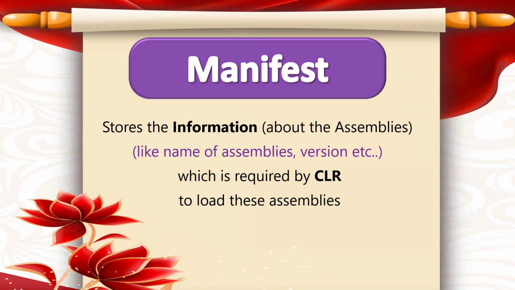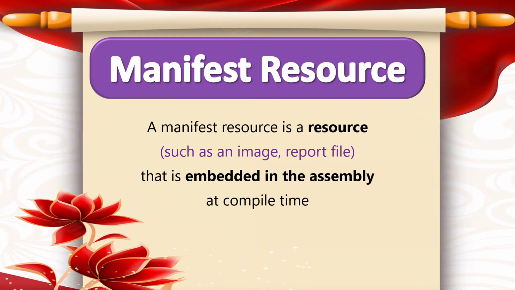The manifest stores the information about the assemblies, which are required by CLR to load these assemblies. A manifest resource is a resource, such as an image or report file, that is embedded in the assembly at compile time.